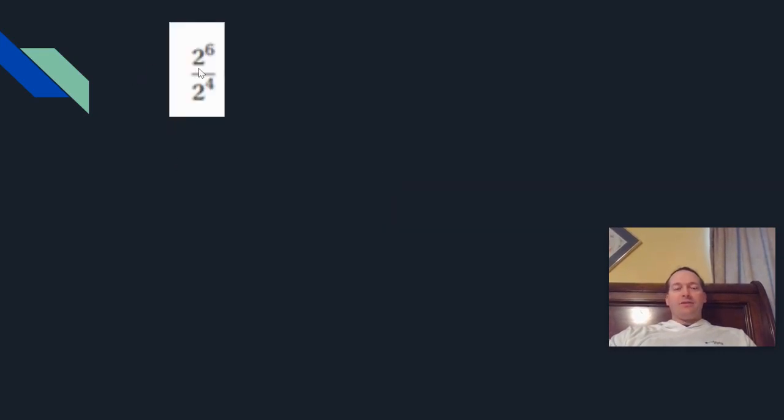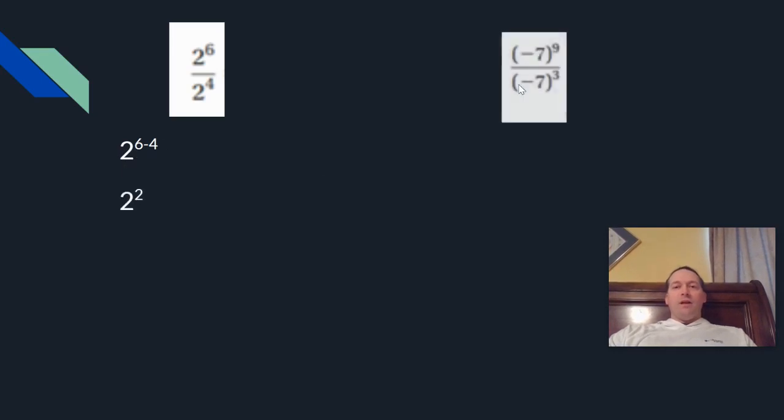So let's put that into practice. 2 to the 6th over 2 to the 4th. We just subtract the exponents, so that would be 2 to the 6 minus 4, or 2 squared. Now we can have negatives in there, not that big of a deal.